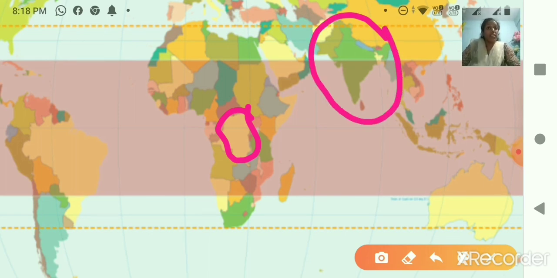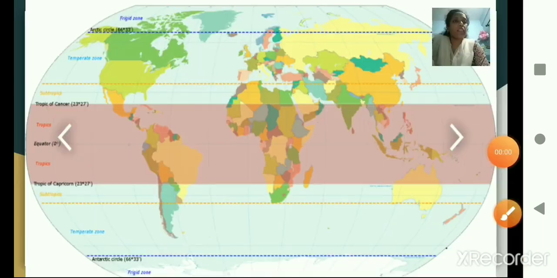See children, the south part of India comes in this zone. The southern part of India is located in the torrid zone. So children, do you remember the conversation between Gauri and Sumit? Yes. Sumit lives in this region. As this region lies in the torrid zone, the temperature is very high.